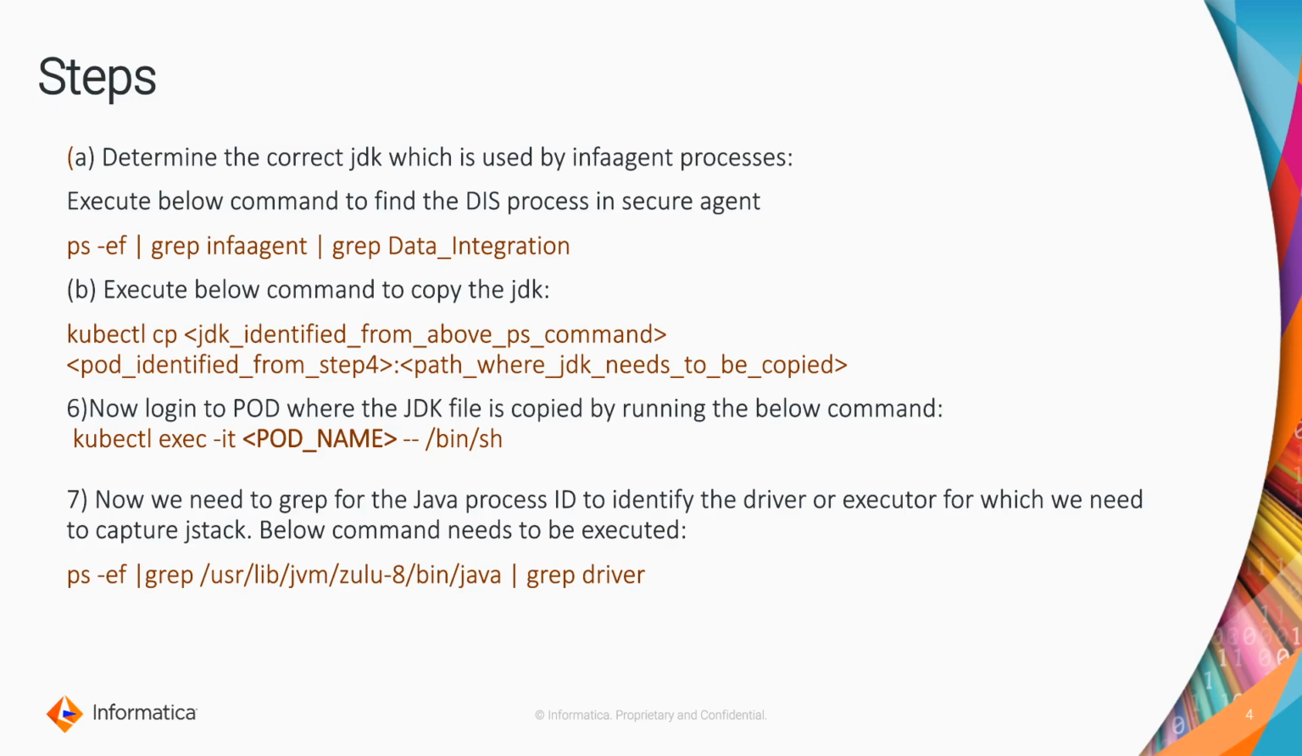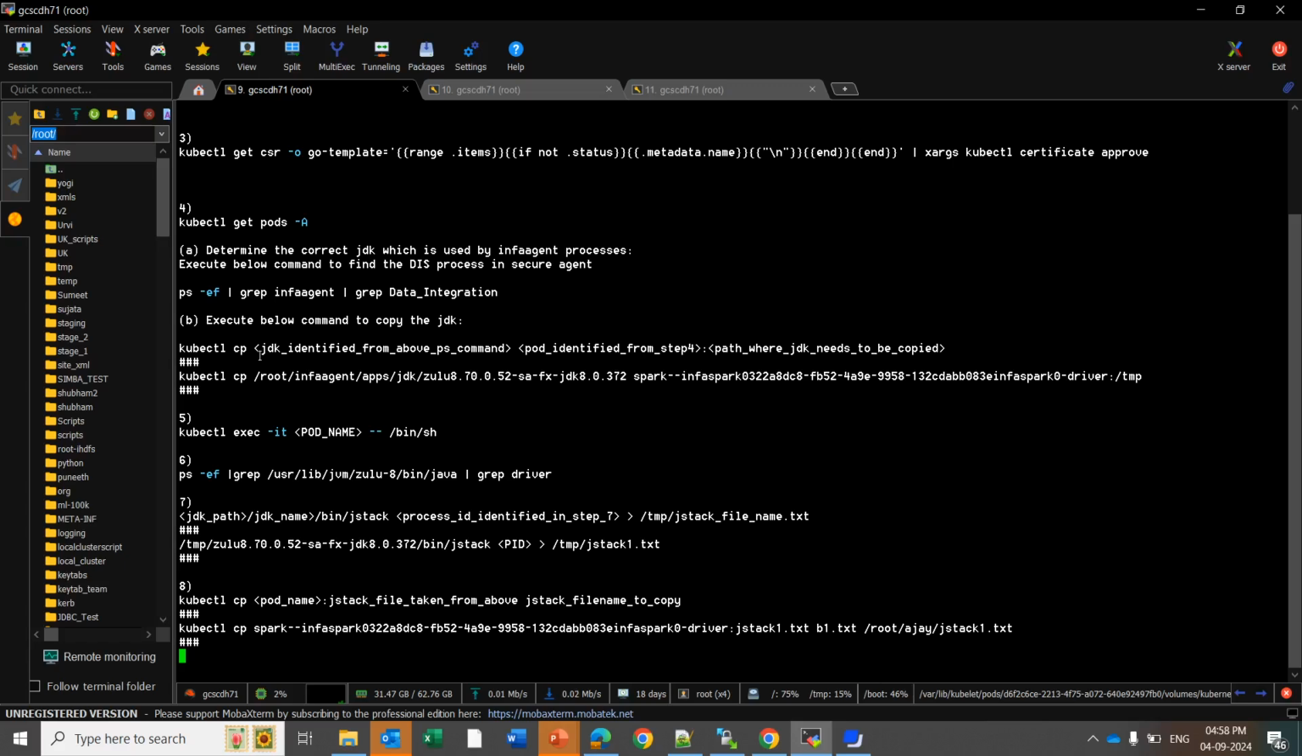Now once you get the current JDK which is being used by your secure agent, you need to copy that specific JDK to your pod where you want to collect the JSTACK. For that, execute this kubectl cp command. In this kubectl cp command, you need to update the JDK identified from the ps command and the pod where you want to collect the JSTACK, which you got from step 4, that is kubectl get pods -a, and the path where you want to copy the JDK. This path is the path from the pod.